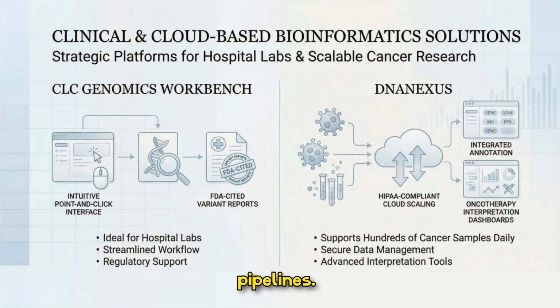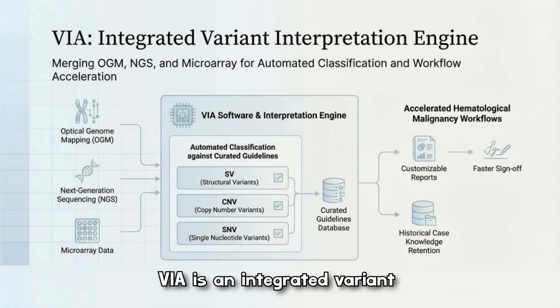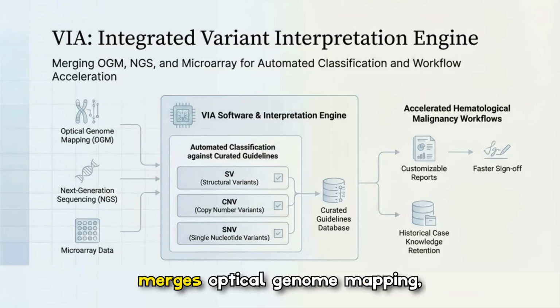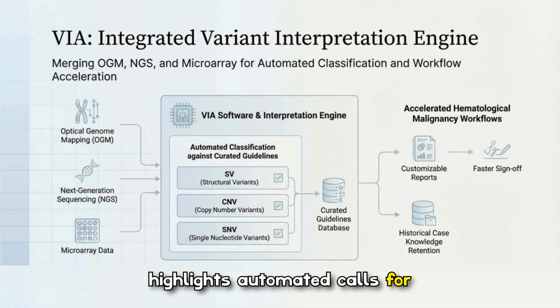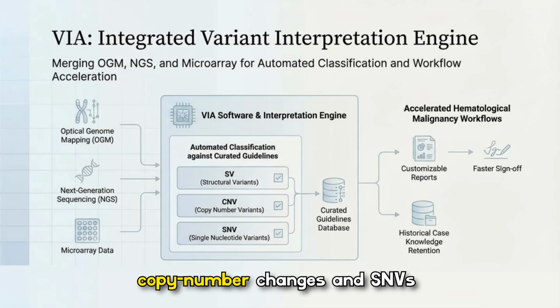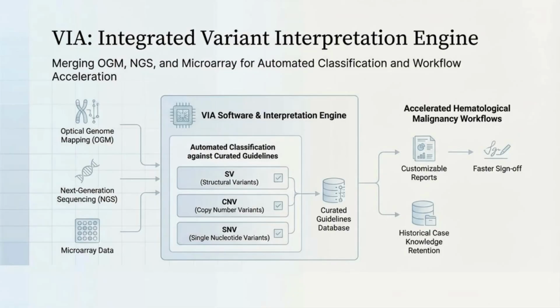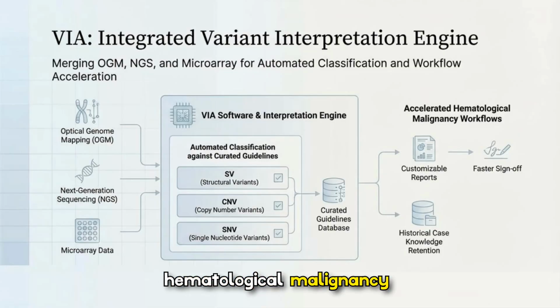VIA is an integrated variant interpretation engine that merges optical genome mapping, next-generation sequencing, and microarray data for automated variant classification. The visual highlights automated calls for structural variants, copy number changes, and SNVs against curated guidelines, feeding a knowledge database that generates customizable reports and historical case retention to accelerate hematological malignancy sign-off and diagnostic throughput.